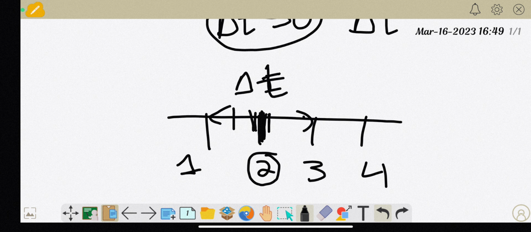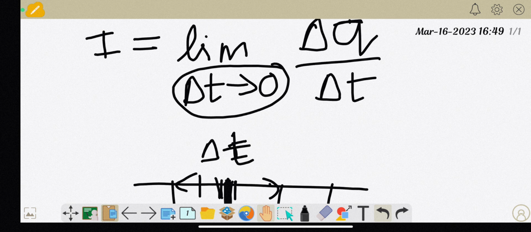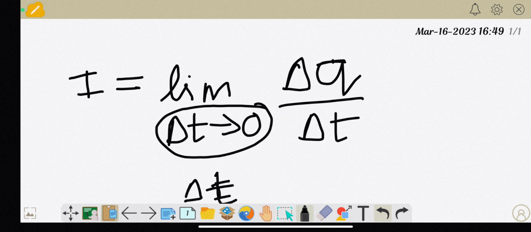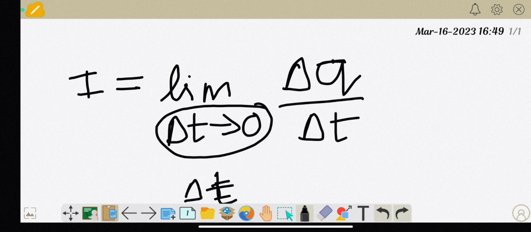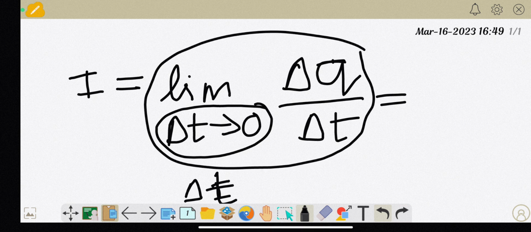So at that time what happens, you can find for that interval, at that second or at that particular time, what is the current, correct? So see, this is the definition of it. In your mathematics you have studied, if you have the condition in this way, instead of writing this, you can write in terms of differentiation, correct, dq by dt.